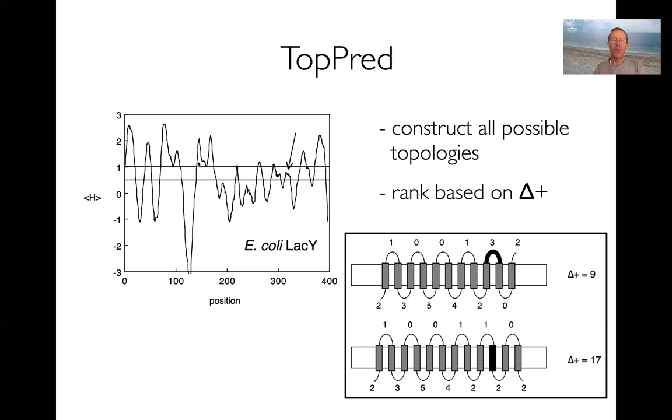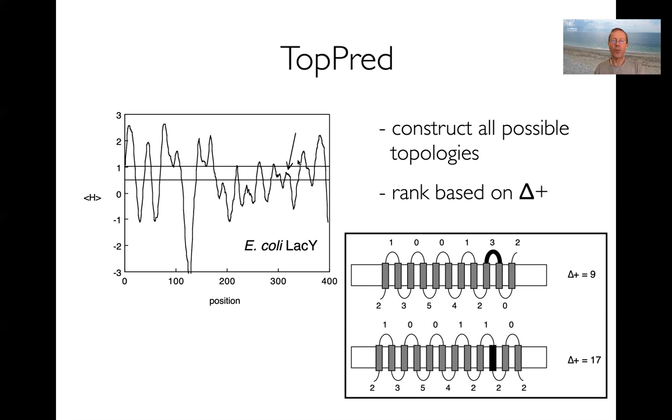Run hydrophobicity plots, identify all the high peaks that are certain to be transmembrane helices, and identify any peak in between the two cutoffs, and then construct the possible topologies. If there is no peak here, there is only one. If there are 2 peaks, then of course you have more possible topologies. And then in the end, you rank them based on this charge bias, and you pick the one with the highest charge bias.